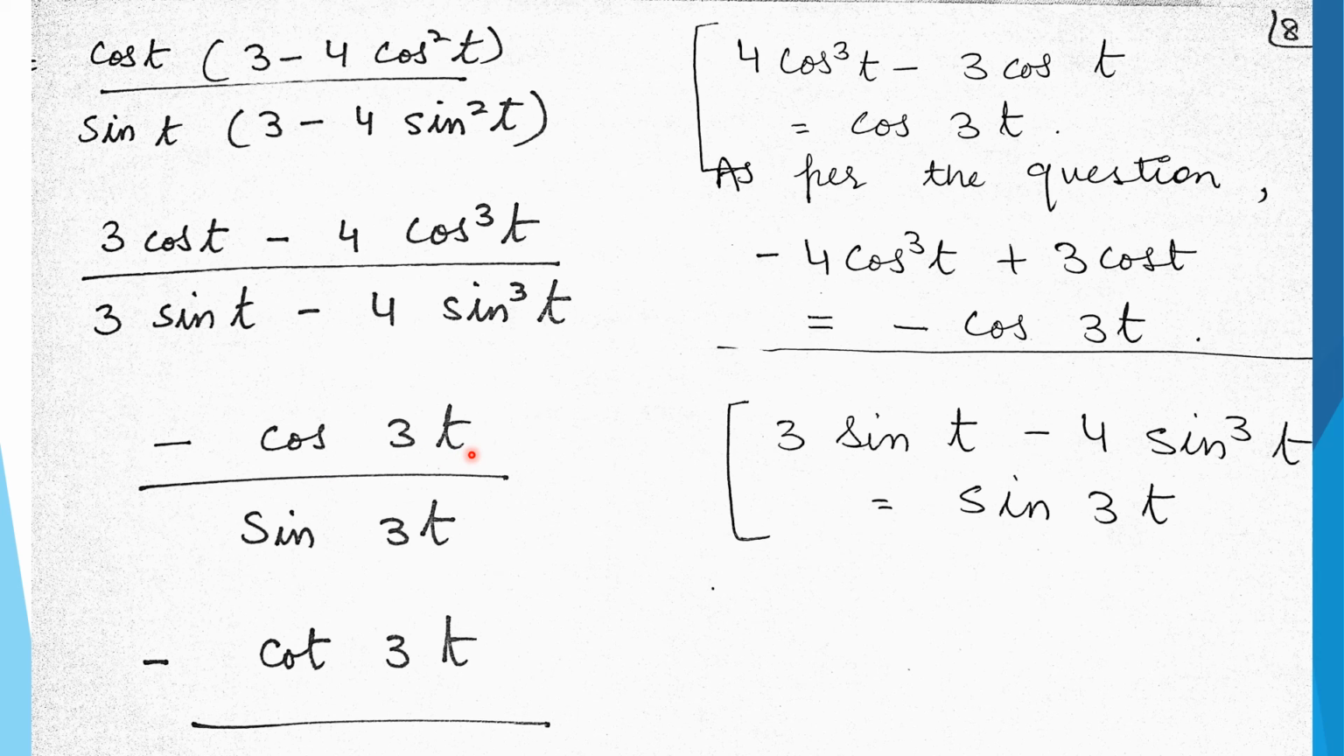The second formula which I will be using in this slide is 3 sin t minus 4 sin cube t is equal to sin 3t. See, this denominator will be substituted by this formula. You will be getting sin 3t in the denominator. Now it is cos 3t upon sin 3t. You know very well it is cot 3t. So the answer is minus cot 3t. Okay, this is the answer to the final question number 7.